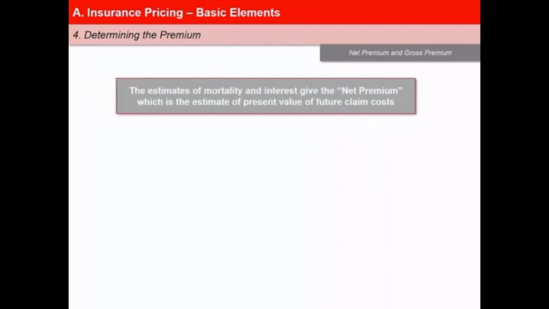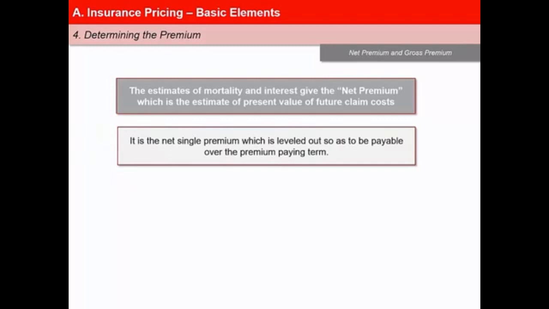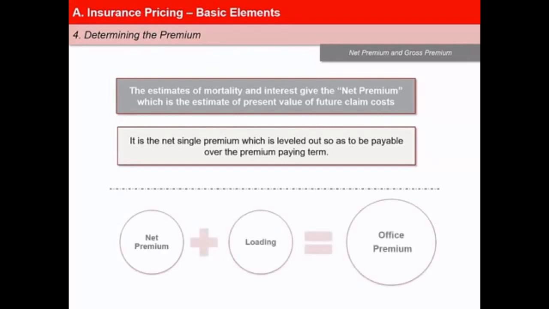The estimates of mortality and interest give the net premium, which is the estimate of the present value of future claim costs. The discounted present value of all future claim liabilities gives the net single premium. It is the net single premium which is spread out so as to be payable over the premium paying term. Office premium is the addition of net premium and an amount called loading.